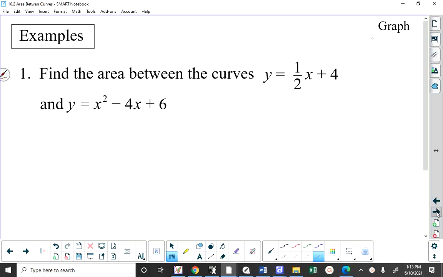So the first example says find the area between these 2 curves. Now, I know that y equals 1/2 x plus 4 is a straight line, but we still can refer to it as a curve. Can you confirm that those functions match what you have? Okay. So, I mean, think about this for a second. You know that this is a parabola. You know that this is a straight line.